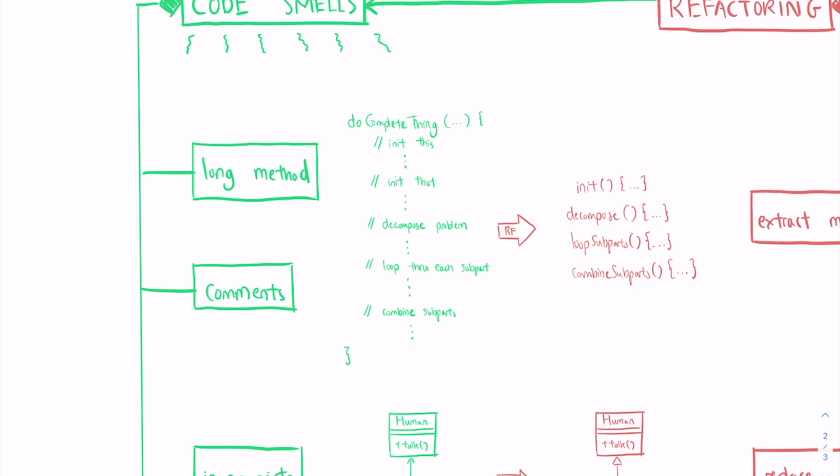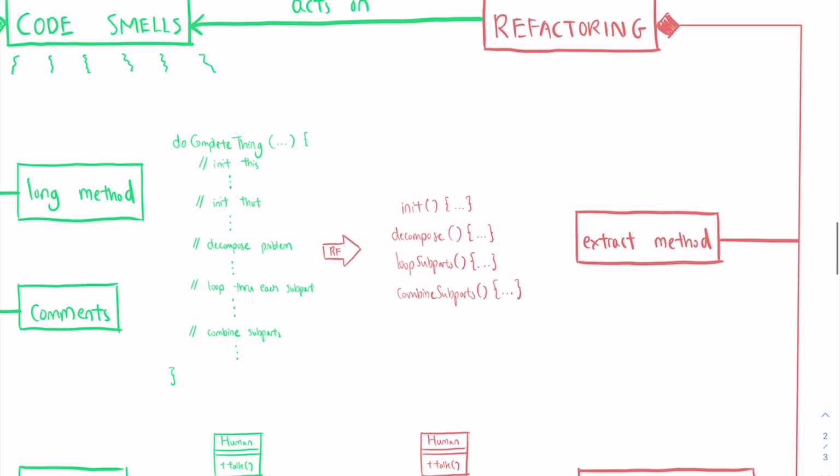Once you see this, wow, you need so many comments to section your stuff, it means that you are trying to do too many things in one long method. And naturally, the refactoring pattern is pretty obvious: extract each one of these subtasks into its own function. So these two init functions into here, the decompose section into here, looping here, and combining the subparts here.